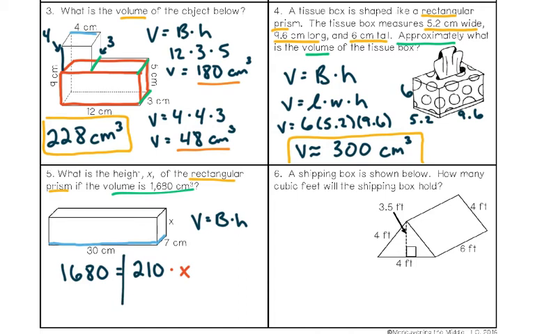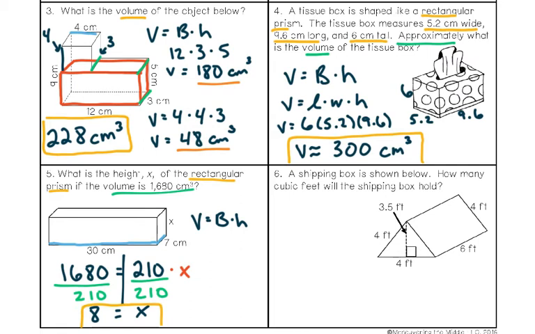So I draw my line down the equals, and I need to get rid of everything that's around the x. So I need to get rid of a times 210. I'm working backwards. So I'm going to divide both sides by 210, which gives me a height of 8. And I can double check my work because if I do 30 times 7 times 8, I'll end up with a total volume of 1,680.